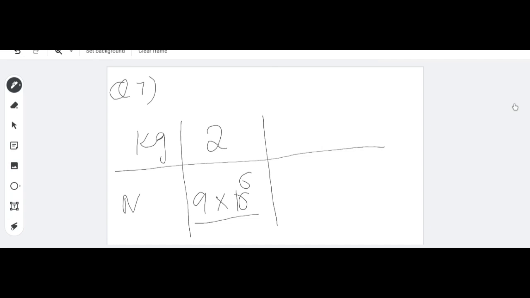Do I have the number of crystals for 1.2 kg? No, it means that I have to find the y1. This is x1. Now according to the formula, this is the B part. x by y is equal to x1 by y1.